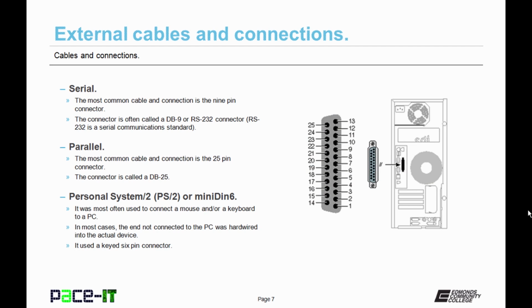Then there's the parallel cable and connection. The most common cable and connection is the 25-pin connector, and guess what it's commonly called? It's commonly called a DB25.